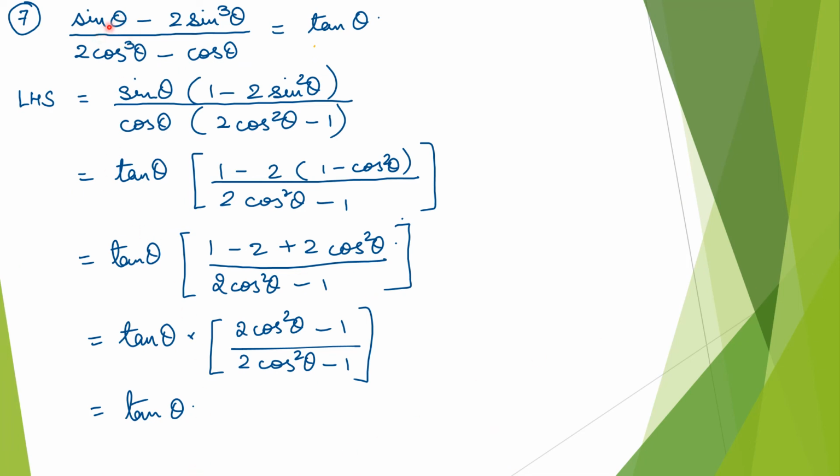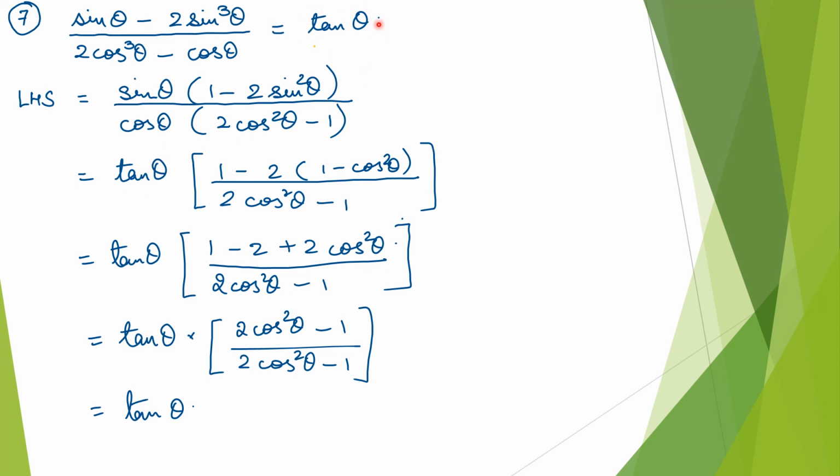Prove that sine theta minus 2 sine cube theta divided by 2 cos cube theta minus cos theta is equal to tan theta. Obviously, the first thing that we did when we learned factorization in the 7th and the 8th standard was anything that comes out common, take out common. So from here in the numerator, sine theta comes out common, and from the denominator, cos theta comes out common. And I'm left with in the numerator 1 minus 2 sine square theta, and denominator is 2 cos square theta minus 1. This part is giving me tan theta.